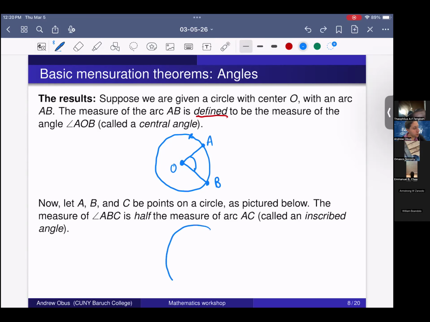But now, let me do this in blue. If I draw another circle, and I have A and B, and now I take C, let's say I have 3 points, and now let me look at the measure of angle ABC. It turns out that the measure of the angle here is half the measure of the arc. This is called an inscribed angle. What this says is that the measure of an inscribed angle is 1/2 the measure of the arc that it subtends.